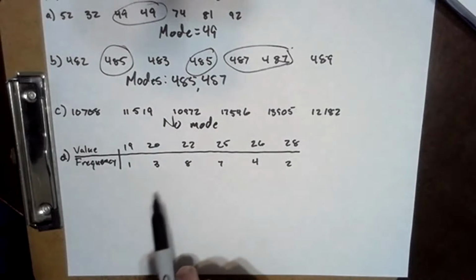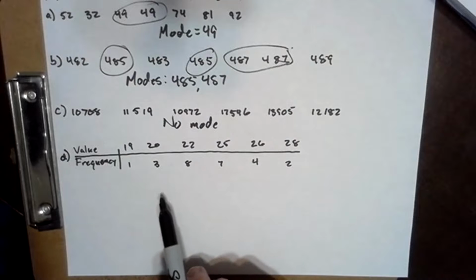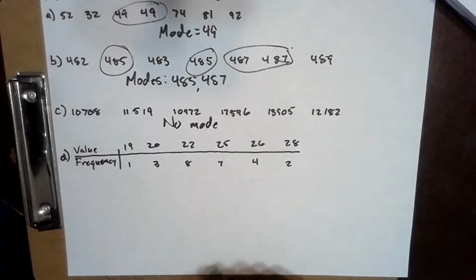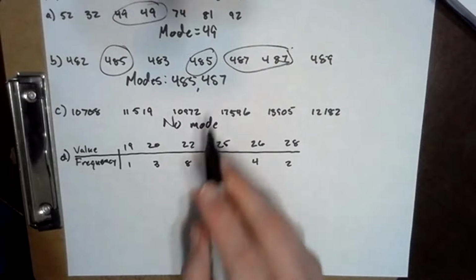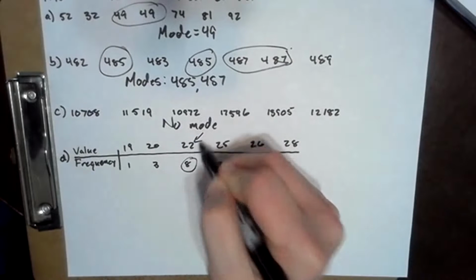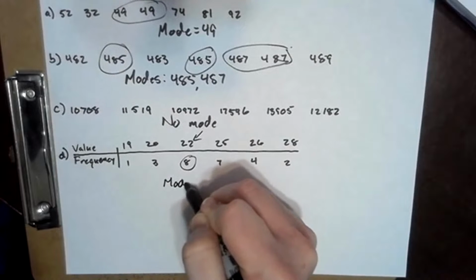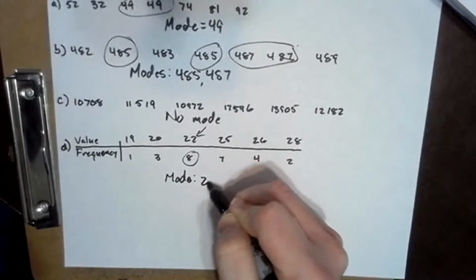Finally, we have this frequency distribution, and it's really easy to find the mode of a frequency distribution because it's just the number that appears the most frequently. We look at the frequencies. The largest frequency is 8, so the mode is 22.